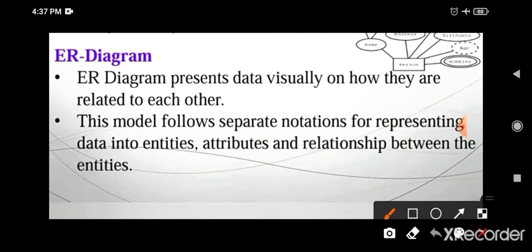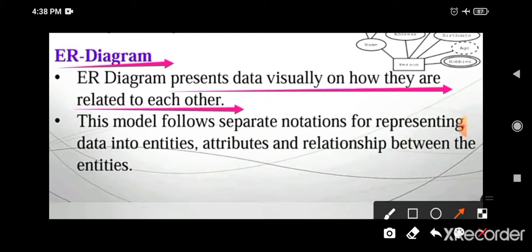In this video, we are going to discuss the ER diagram, that is the entity relationship diagram. What is meant by an ER diagram? An ER diagram presents data visually, showing how the data are related to each other.